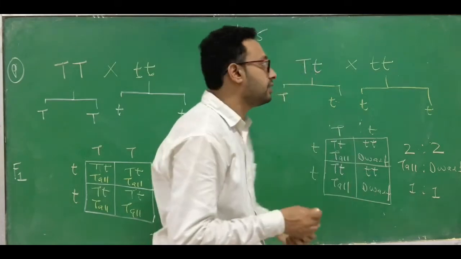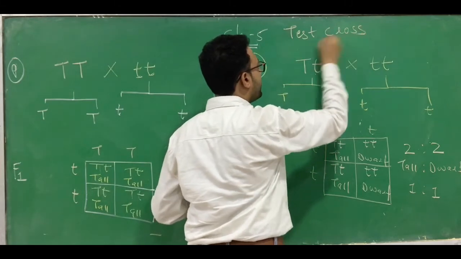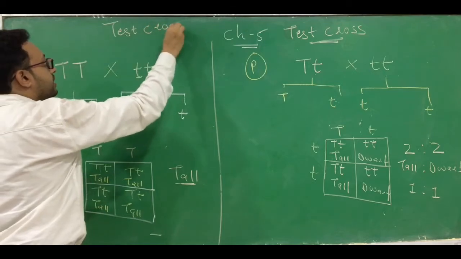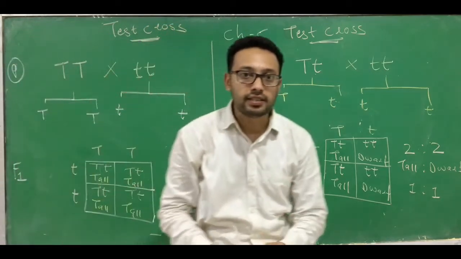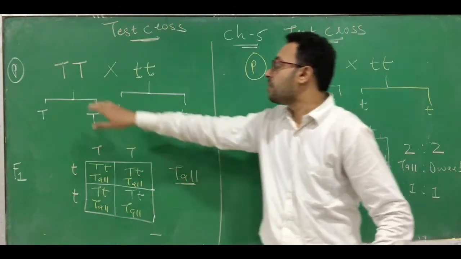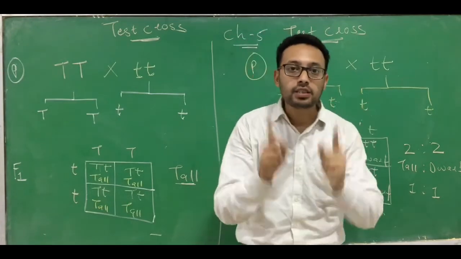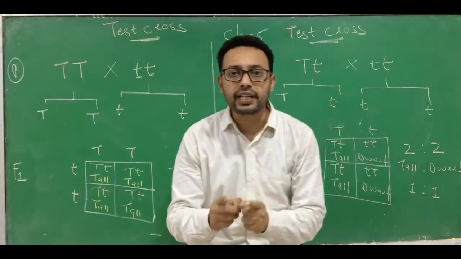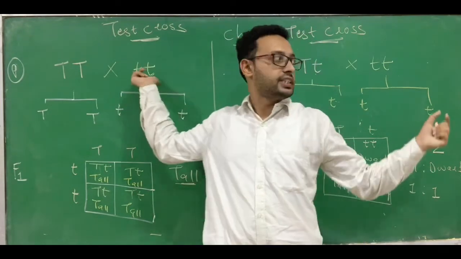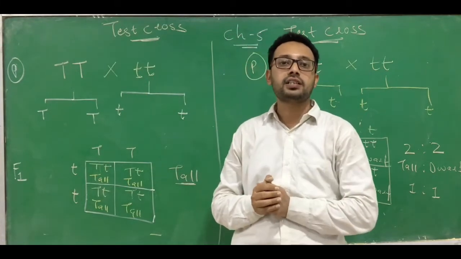So this method is called the test cross. What is it called? Test cross. Okay, so what is a test cross? Remember, a test cross is a method to determine whether it is homozygous tall or heterozygous tall. In this method, what you have to do is take a parent plant and cross it with a homozygous recessive. You can see over here, in both cases you are crossing with homozygous recessive.